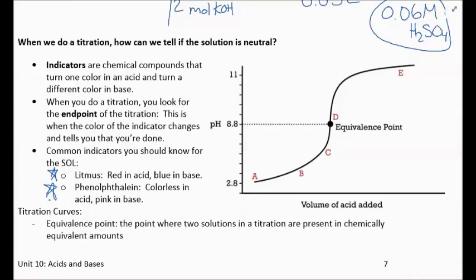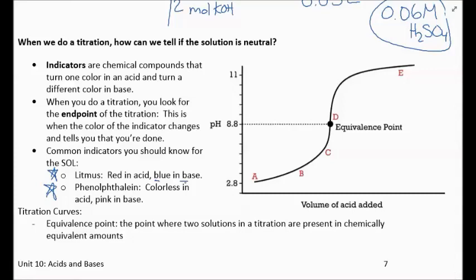So phenolphthalein is colorless or clear in an acid and pink in a base. Litmus is red in acid and blue in base. I always remember blue in base for litmus because they both start with the letter B. Phenolphthalein is going to be what we're using in our lab.